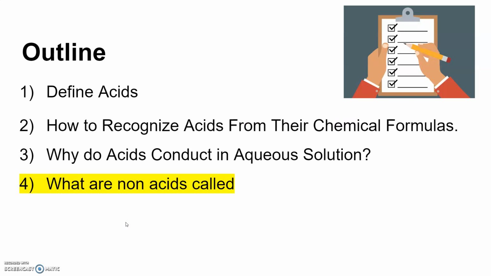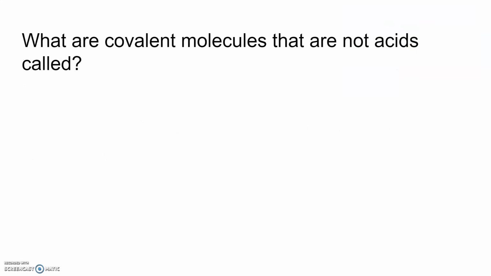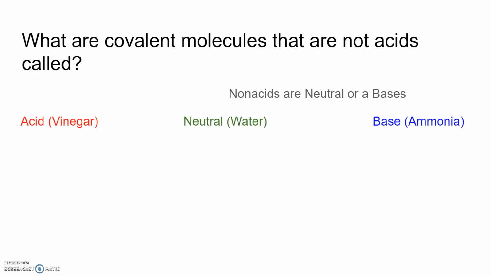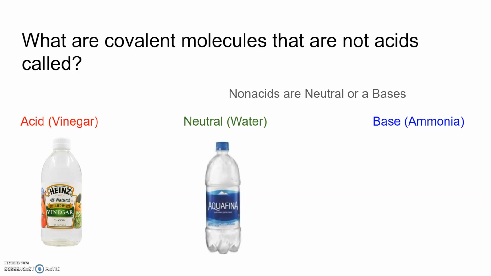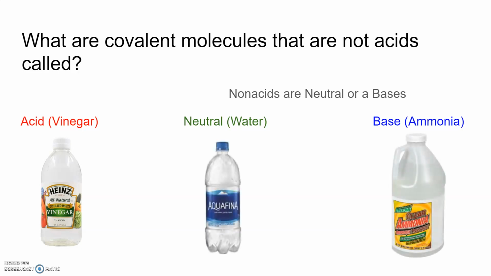All right. The last thing we're going to talk about is what are the non-acids called? So this was a question that some people had. So you have acids, and what else do you have? Things that are not acids can be either neutral or bases. An example of an acid would be something like vinegar. An example of something that's neutral would be something like water. An example of something that's a base would be ammonia. So essentially you have three different types of things based on their acidity. It can be an acid like vinegar, it can be neutral like water, or a base like ammonia.